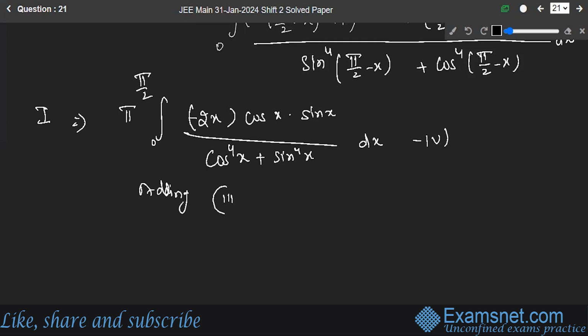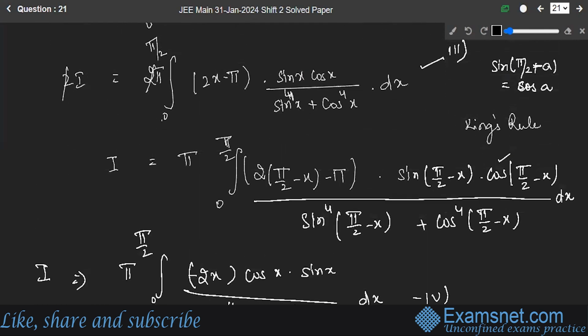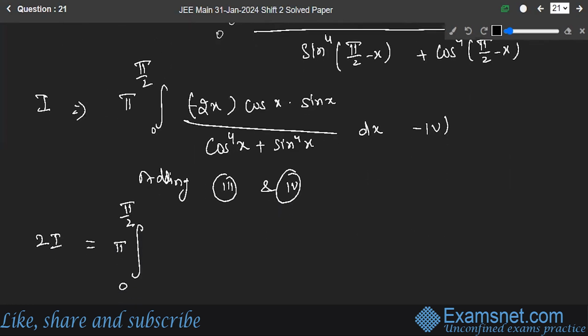Adding 3 and 4, you will have 2I equal to the integral of pi outside, 0 to pi by 2. This is 2x minus pi, and here is this. So only minus pi will be left.